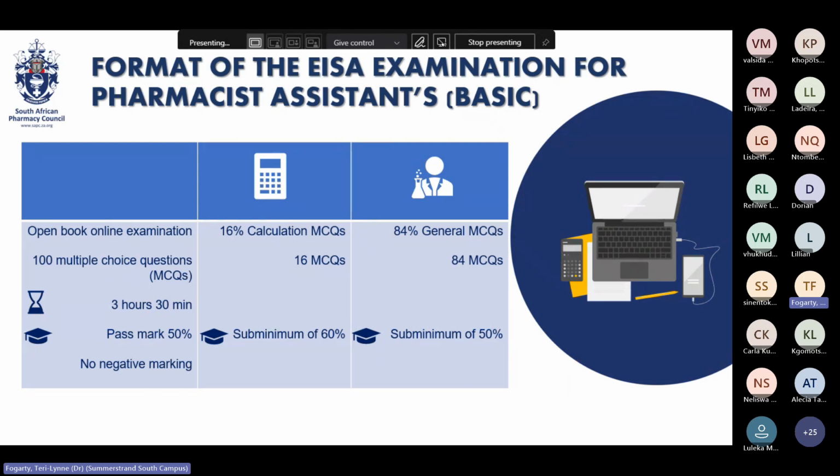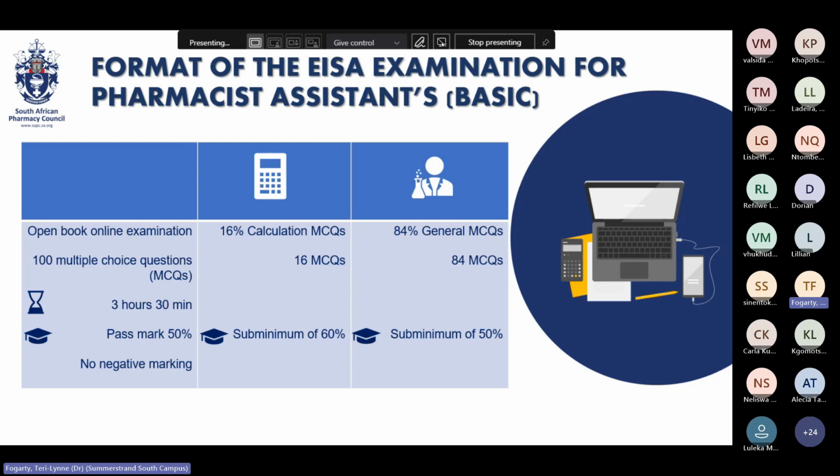A very important point is that there is no negative marking. So you are encouraged to attempt all the questions. Even if you're not 100% sure, we still would encourage you to attempt the question, because you're not going to get minus marks for a question. You won't get a mark, but you won't get minus marks.